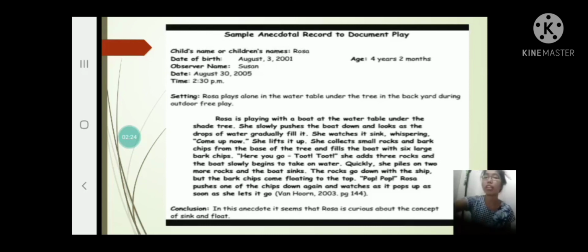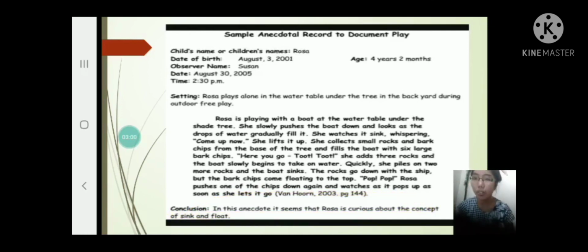Then, makikita din natin yung setting, kung saan specifically nangyayari yung event. Ito yung event, anong naganap doon sa bata. Dinidescribe kung paano naging interested yung bata, ano yung sinabi niya, ano ginalaw niya yung boat, paano siya naging interested doon sa specific situation na yon. Tapos ito sa pinakababa, yung end, which is conclusion, dito natin malalaman yung pinaka-summary doon sa nangyari doon sa bata, which is si Rosa. Conclusion, ito babasahin ko.